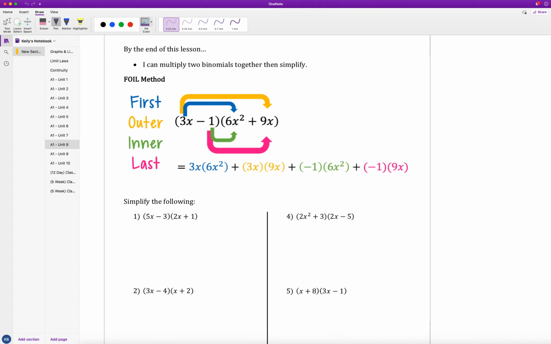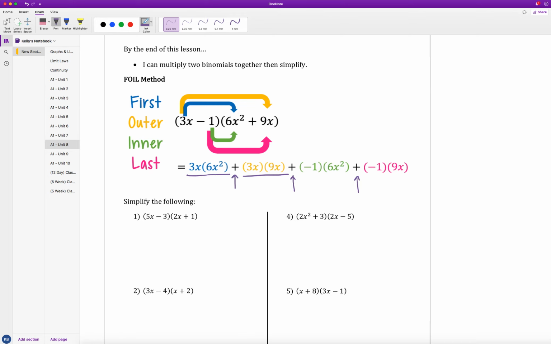And what that represents is the two first terms. So the 3x and the 6x squared are the first terms in each of these binomials. So the first things I would multiply would be 3x times 6x squared, which we have down here in blue. The outer terms I would then multiply, which would be the 3x times the 9x. So that will be my second term. Notice I'm going to add all of these terms together because individually I'm multiplying two at a time, but then I should end up with 4 terms total.